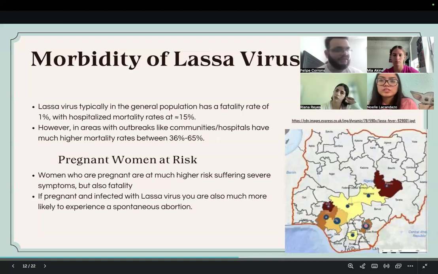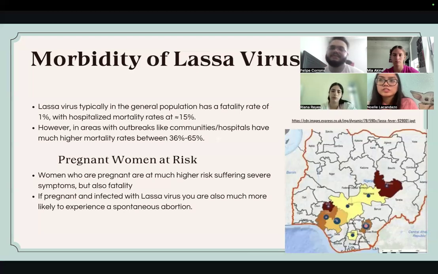Now, the morbidity of Lassa virus, though it has severe symptoms, typically in the general population will be 1%, so around 100 individuals out of 100,000. However, when hospitalized, if you are facing severe symptoms, your rate of mortality is now 15%, making it more likely for you to die.